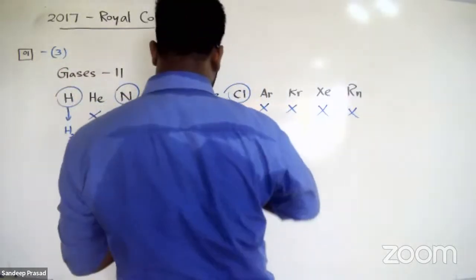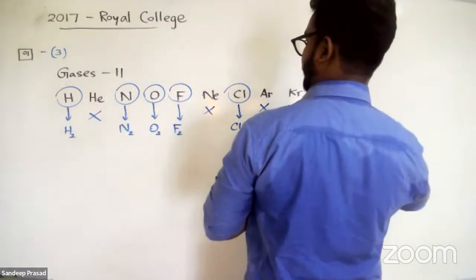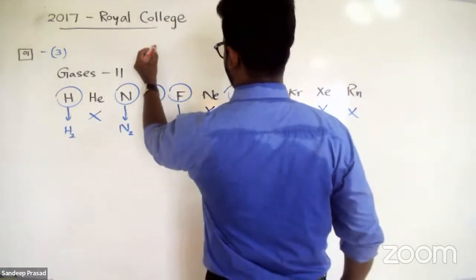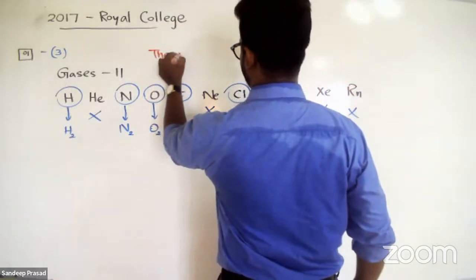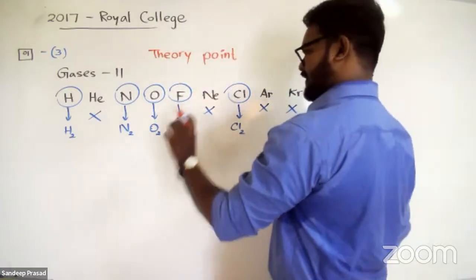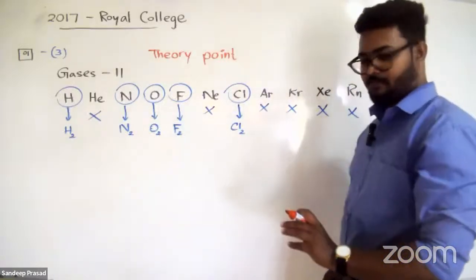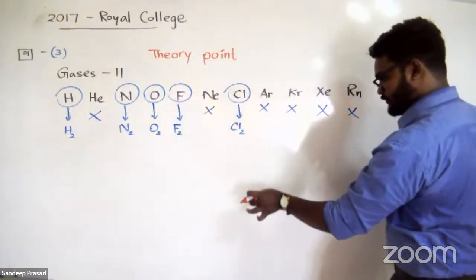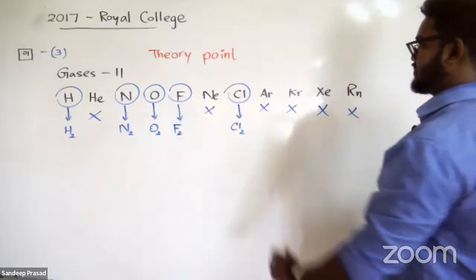So this is the theory point. This is the theory point you have to remember. Okay. So take out your books. If you want, you can note down these theory points. So you can collect theory points. In this paper, I have noted down this much of theory points. Theory point 1, theory point 2, 3, 4, likewise, you can collect the theory points, right?